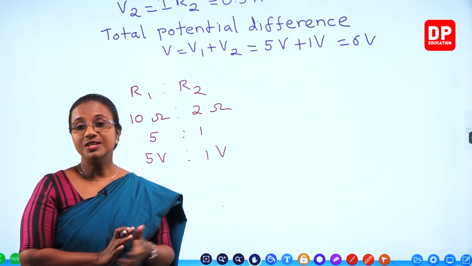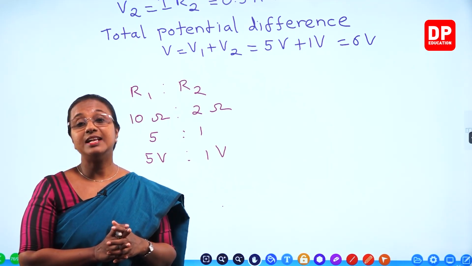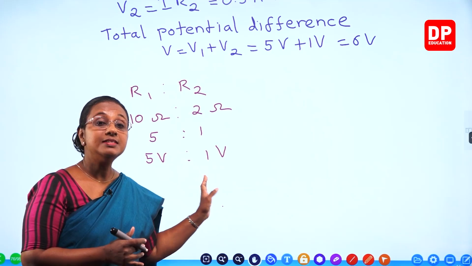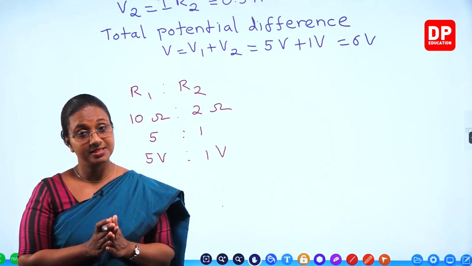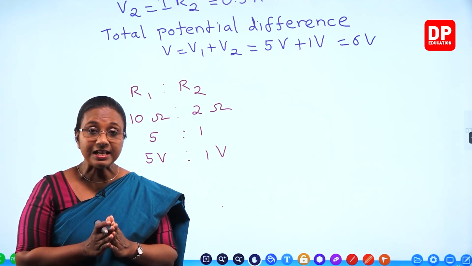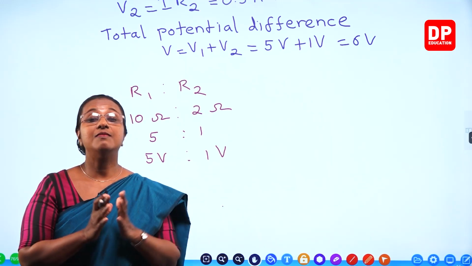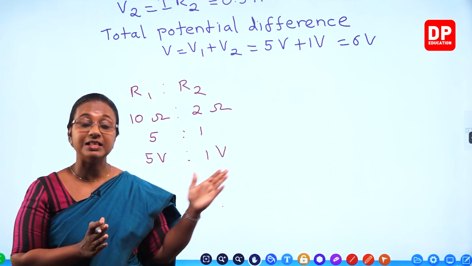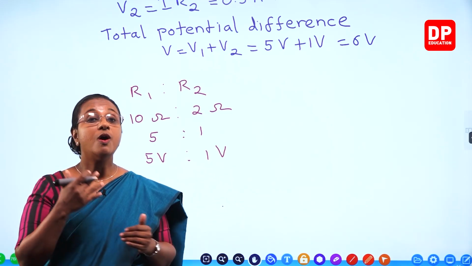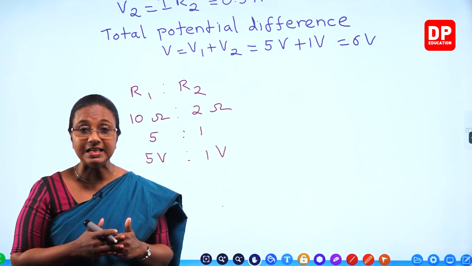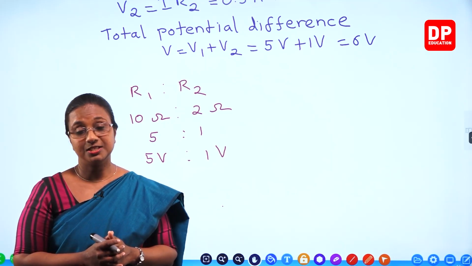So I'm sure students, now you all have a good understanding as to what series combination of resistors are. So with that, I'm going to end this chapter, and in the next chapter, I will discuss how we can calculate the equivalent resistance of resistors combined in a parallel combination.